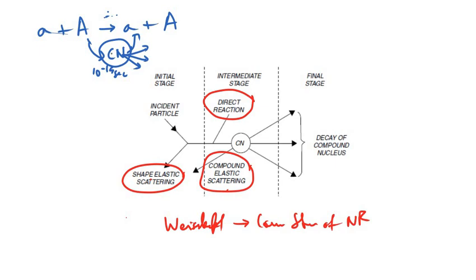So it took so much time, and it again forms A plus A. So do you think the two processes are the same? No, they are different, because in the case of compound elastic scattering, the angle of scattering will be different compared to that for the shape elastic scattering. Although they have the same energy, same species, the scattering signature will be different, and this will be because of the compound nuclear reaction itself.